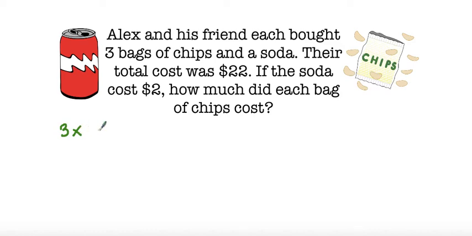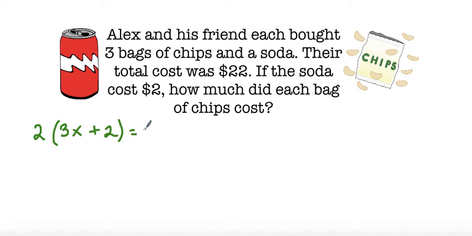And they also bought 1 soda, but we do know how much the soda costs, so we're going to put plus 2. And since there's 2 friends, we're going to multiply all of this by 2. So here we have the 2 friends that each got 3 bags of chips because we don't know the cost, so that's x, and a soda, which was $2.